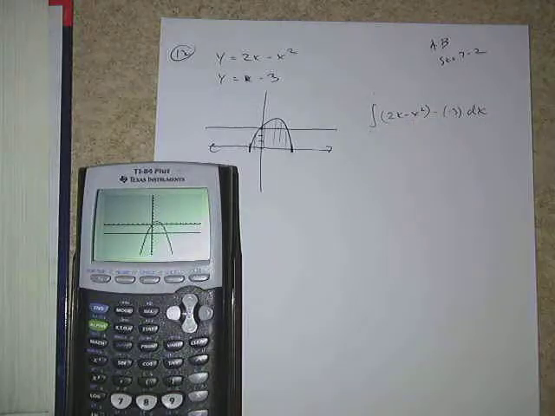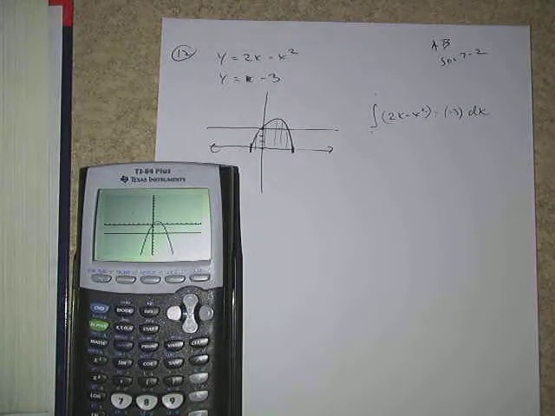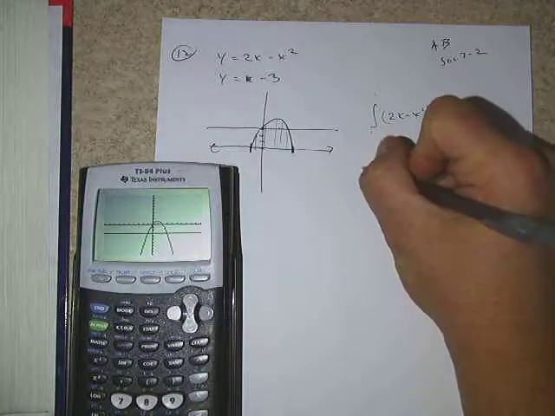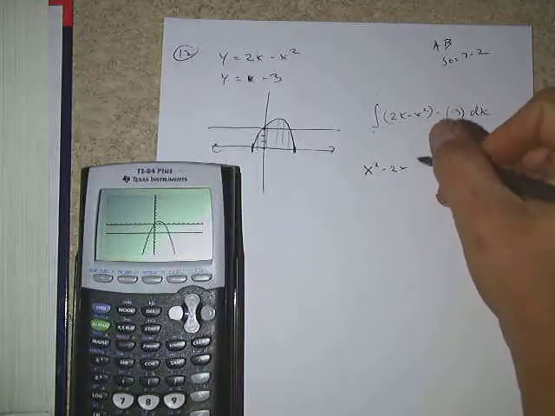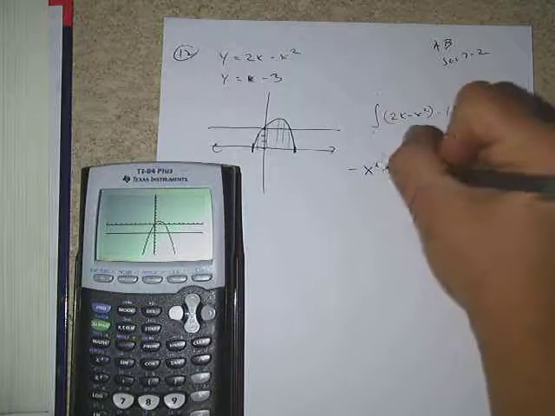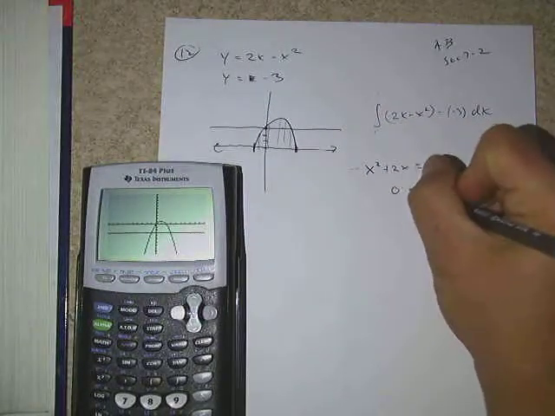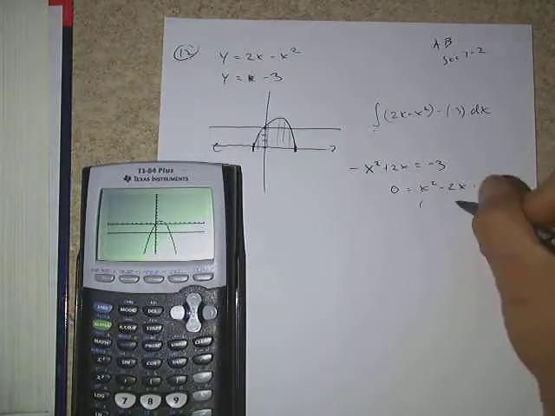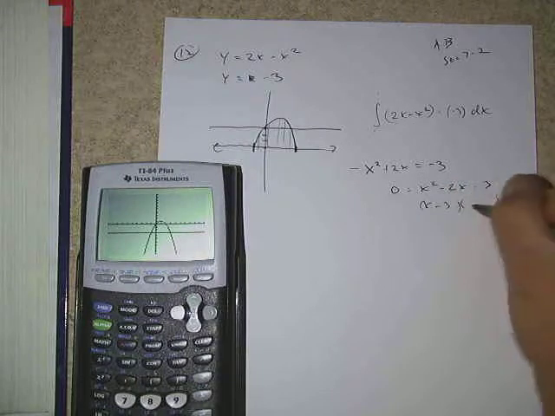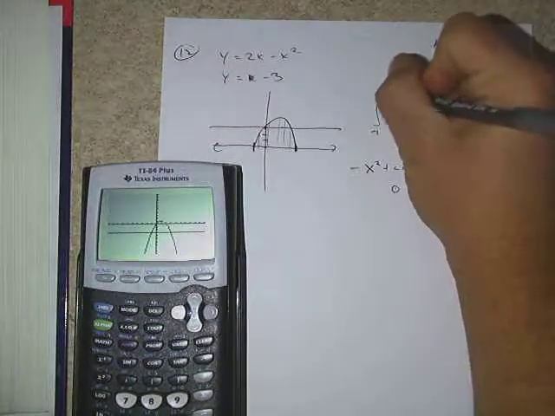Okay. The issue is, what about these two here? We just need to find those intersection points. We need to know the x values of those two coordinates, don't we? So with that, we could go negative x squared plus 2x equals negative 3. And I'd probably put it on the right side of that. I'd get x squared minus 2x minus 3. If we factor that, minus 3 and plus 1, it'll be negative 1 and positive 3.